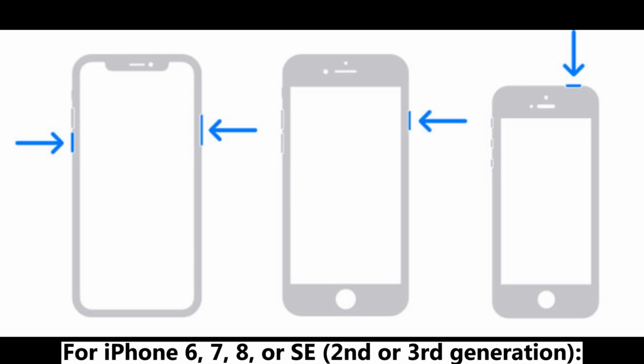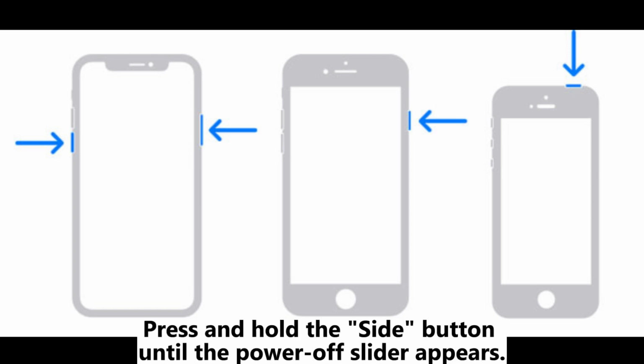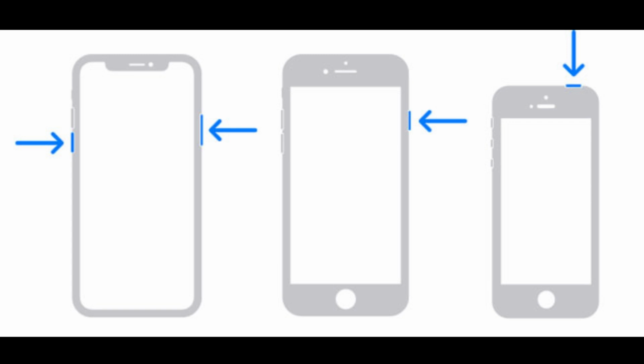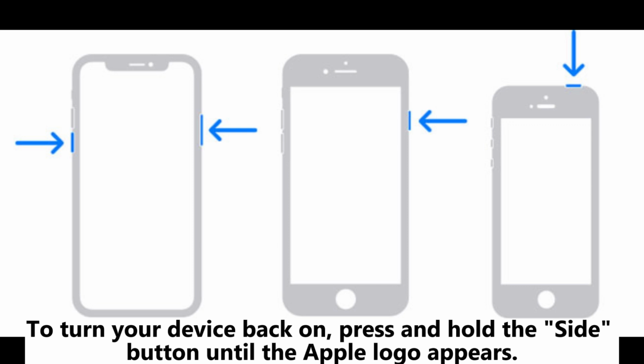For iPhone 6, 7, 8, or SE 2nd or 3rd generation, press and hold the side button until the power off slider appears. Slide the slider to turn off your device, then wait around 30 seconds for it to shut down. To turn your device back on, press and hold the side button until the Apple logo appears.